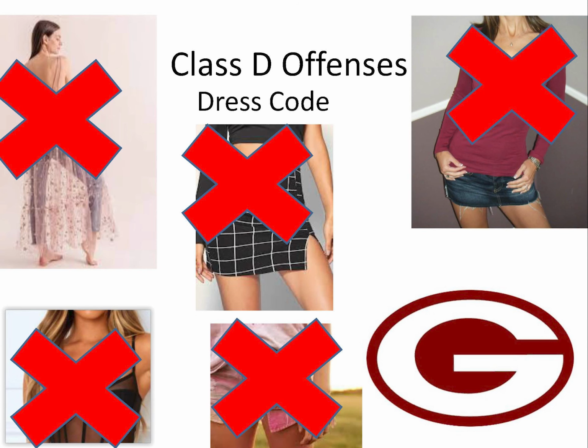Another Class D offense is dress code. Dress code is a set of rules that show appropriate clothing to wear to school. When choosing your school attire, here is what not to choose to wear. You should not choose tops that show or expose cleavage. Do not wear sweaters, shirts, or skirts that are sheer or see-through. Do not wear short shorts. Skirts should be no shorter than the wearer's fingertips. And underwear should not be used as outerwear.